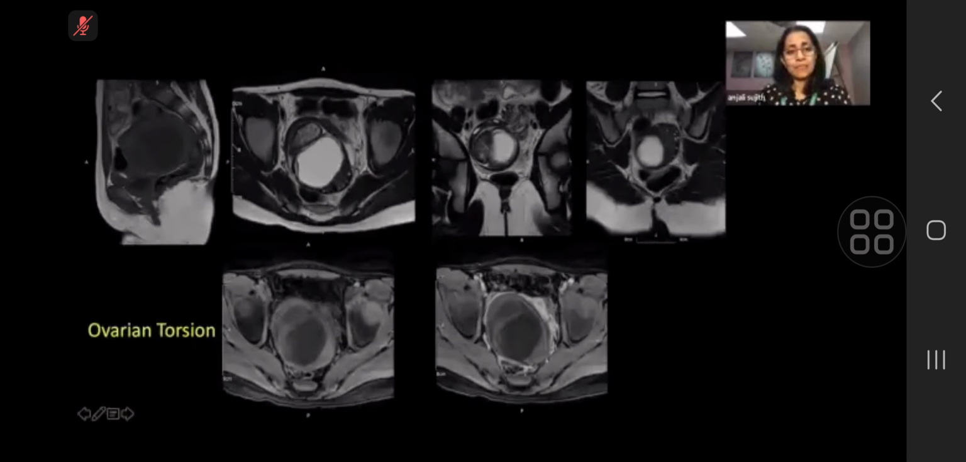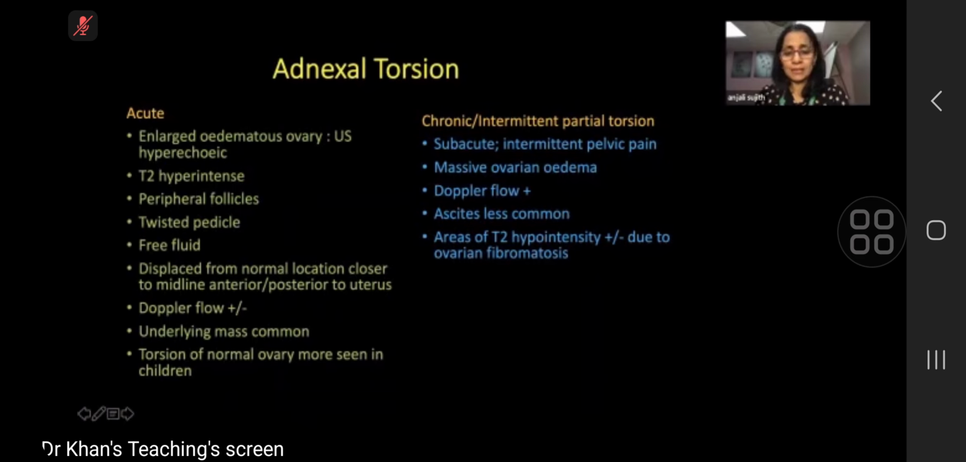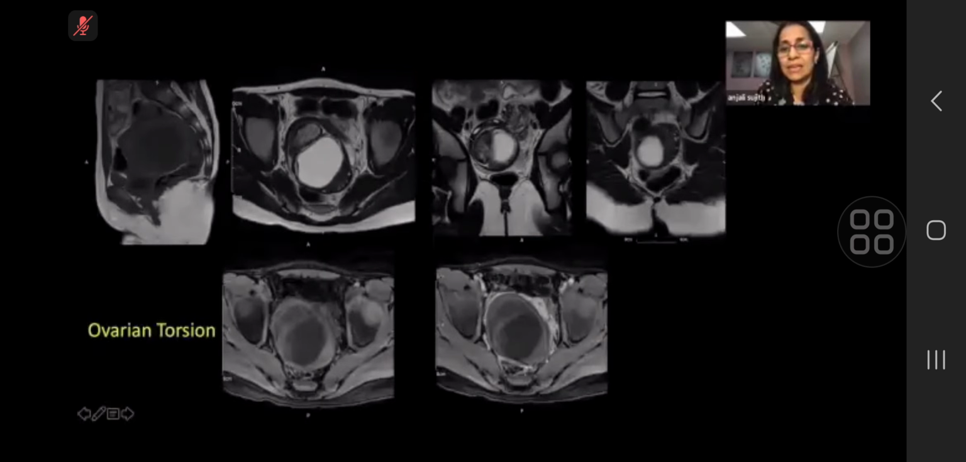Ovarian torsion can present acutely, or it can have chronic intermittent partial torsion. So what happens is, when the ovary undergoes torsion, it becomes edematous, it enlarges to a great extent, and so it can have a bizarre appearance, it can have cystic changes, hemorrhagic changes. Classically, when the ovary is enlarged, the ovarian follicles are stretched and are seen at the periphery of the lesion. So that is a clue that this is an enlarged ovary.